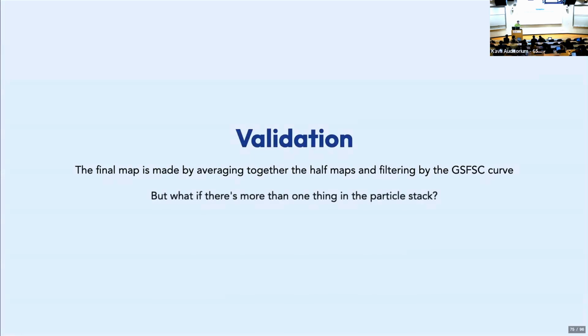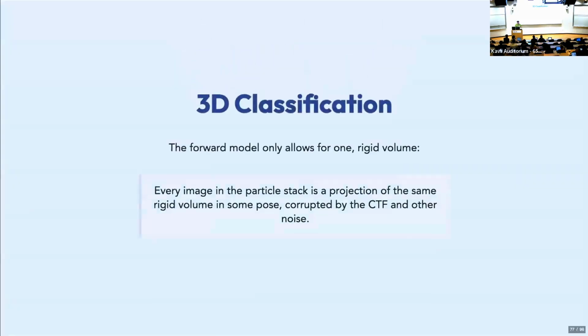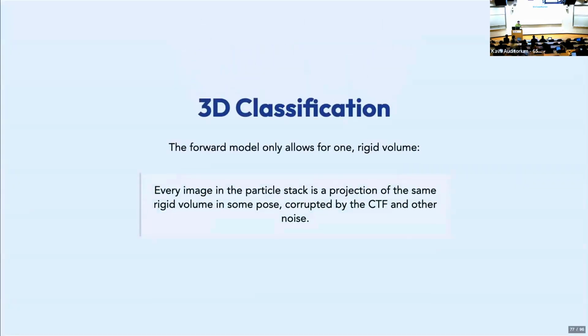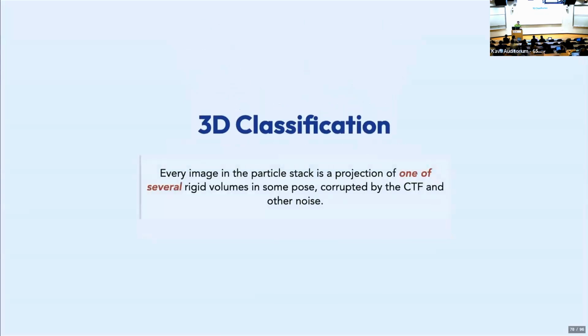Okay? What if there's more than one thing in the particle stack, right? We did 2D classification earlier. Now we're doing 3D classification. The principle here is the same. We're going to change the forward model a little bit. Originally, the forward model says every image in the particle stack is a projection of the same rigid volume in some pose corrupted by the CTF and other noise. We're just going to change that a little bit to say every image in the particle stack is a projection of one of several rigid volumes in a pose, and so on.